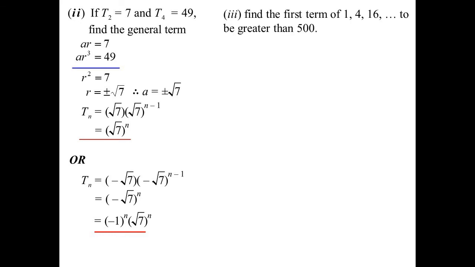What will be the first term of this one? 1, 4, 16 to be bigger than 500. So A is 1, R is 4. So we get 1 times 4 to the n minus 1.